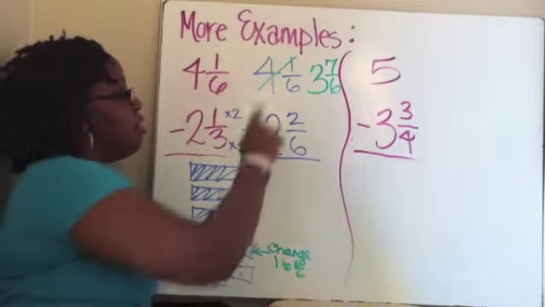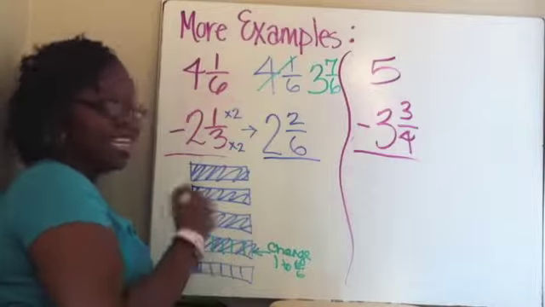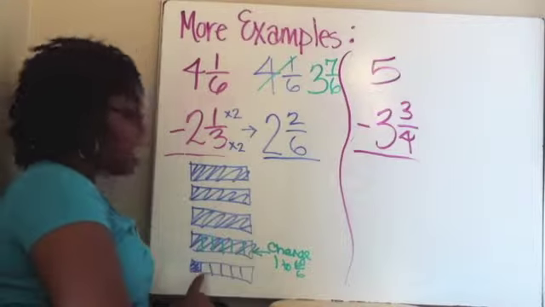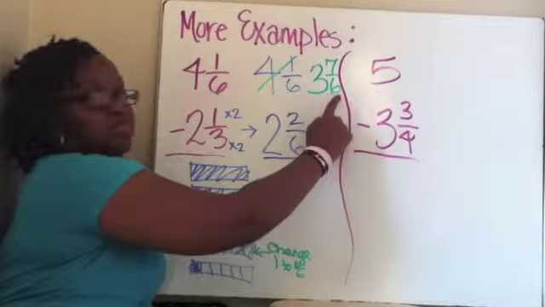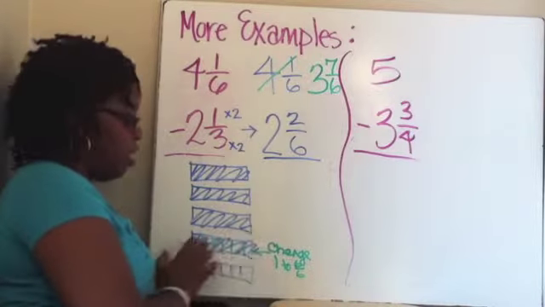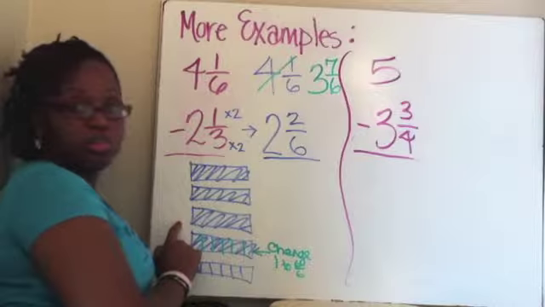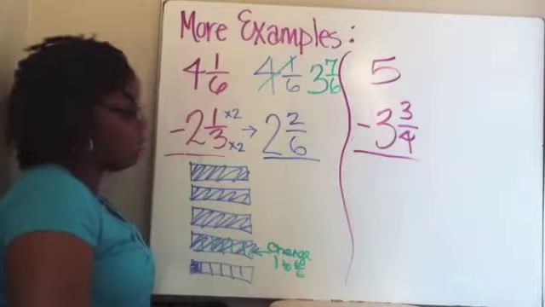Okay, so I borrowed the 1 whole here, changing it into 6/6. Add that to the 1/6 I already have, so 6/6 plus the 1/6 gives me the 7/6. And because I borrowed one of these wholes, I only have 3 wholes left now. Now I can do my subtraction.